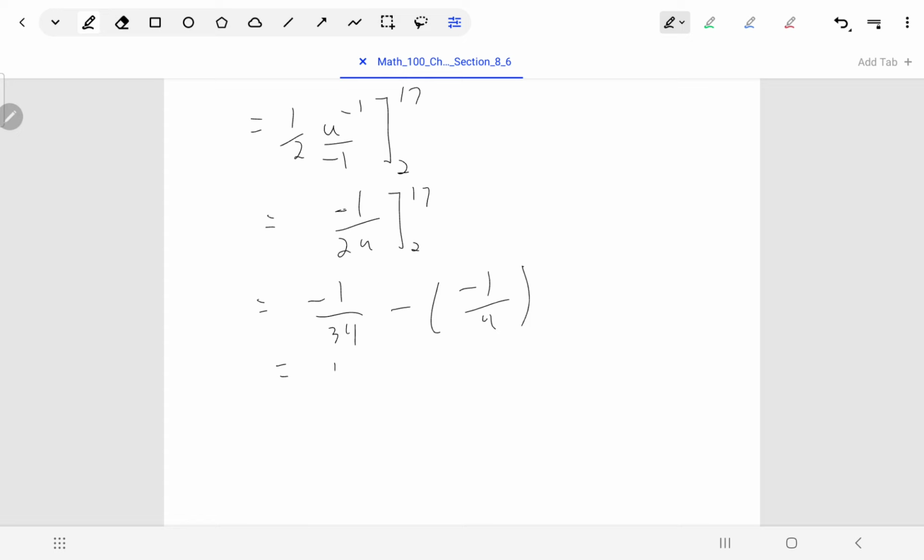So we have a quarter minus 1/34, which is 15/68. And there we go. That's the area under my curve.